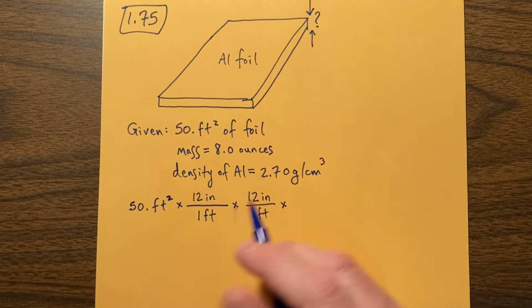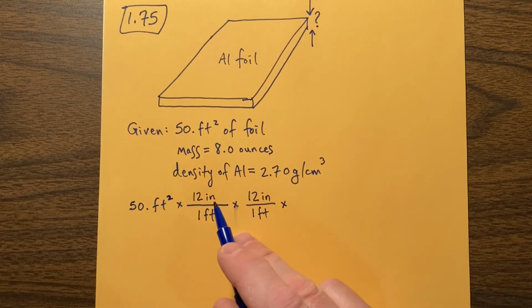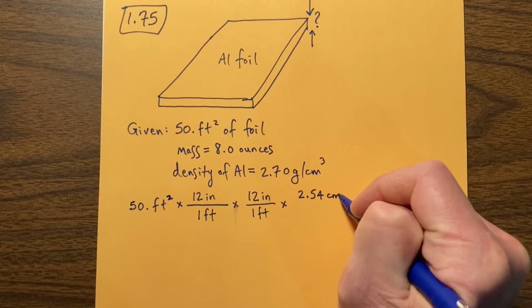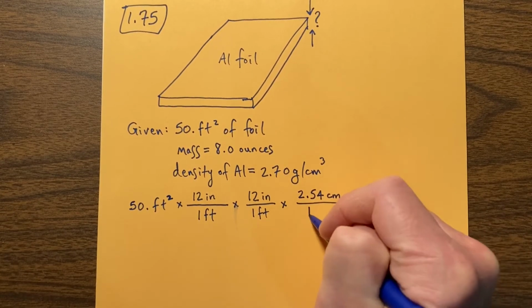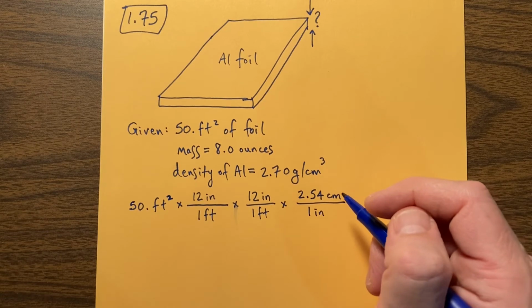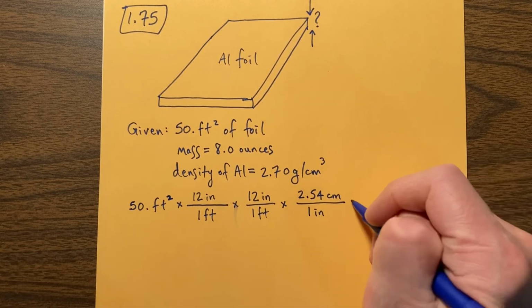Now I have to convert inches to centimeters, so 2.54 centimeters in 1 inch is an exact number, and I have to do that twice as well.